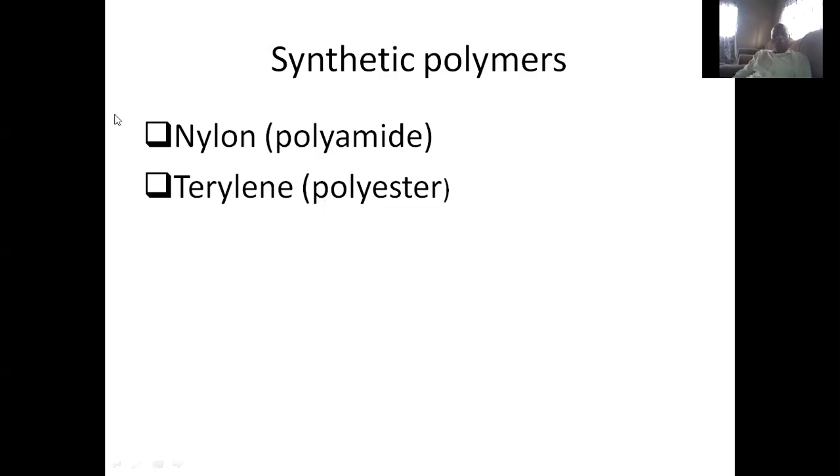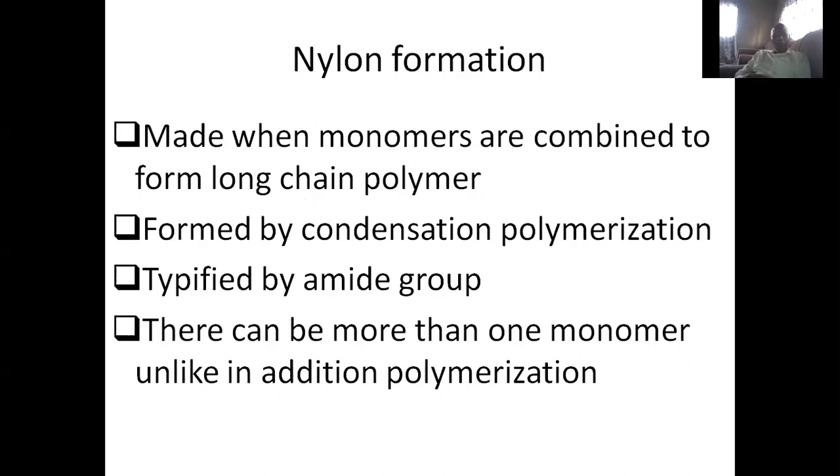And so for this lesson, we'll concentrate on the polyamide, which is nylon: how it's formed, its properties, and the structure. Nylon is made when monomers are combined together to form a long chain, and this long chain is known as a polymer. This process is known as polymerization, and it is formed by condensation polymerization, because you remove small molecules, which is water. And so it is typified by the amide group.